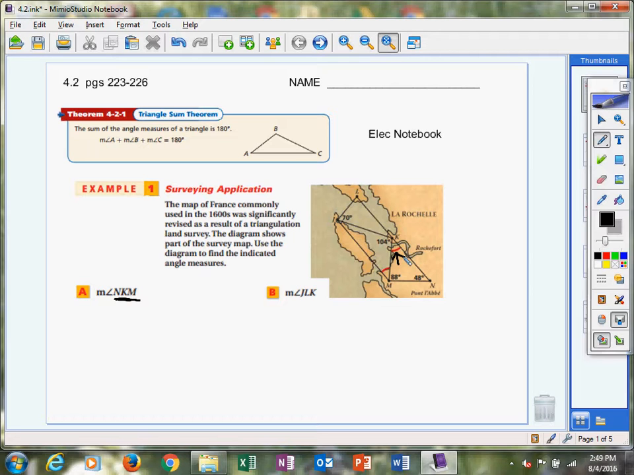Now notice that this is a triangle. NKM is a triangle as well, and we know already two of the angles. So we can use the triangle sum theorem and create an equation. So x is our unknown. I don't know how big that angle is, and I know another angle is 88 degrees, the third angle is 48, and all three are going to add up to be 180 degrees. So we're going to do just some basic math here. You're going to add your 88 and 48. You're going to get 136.